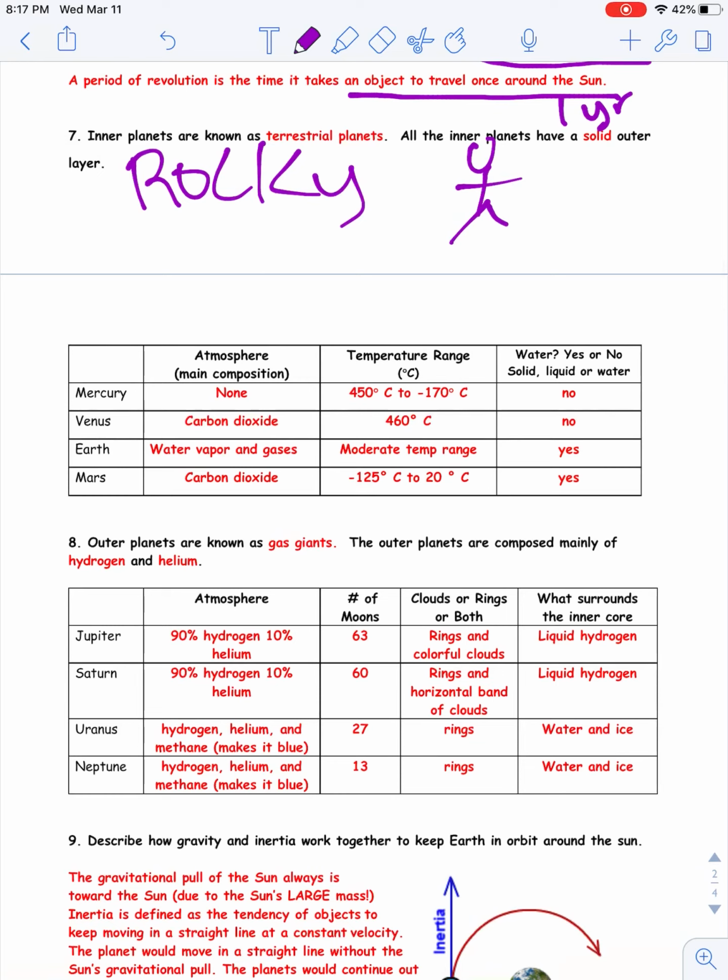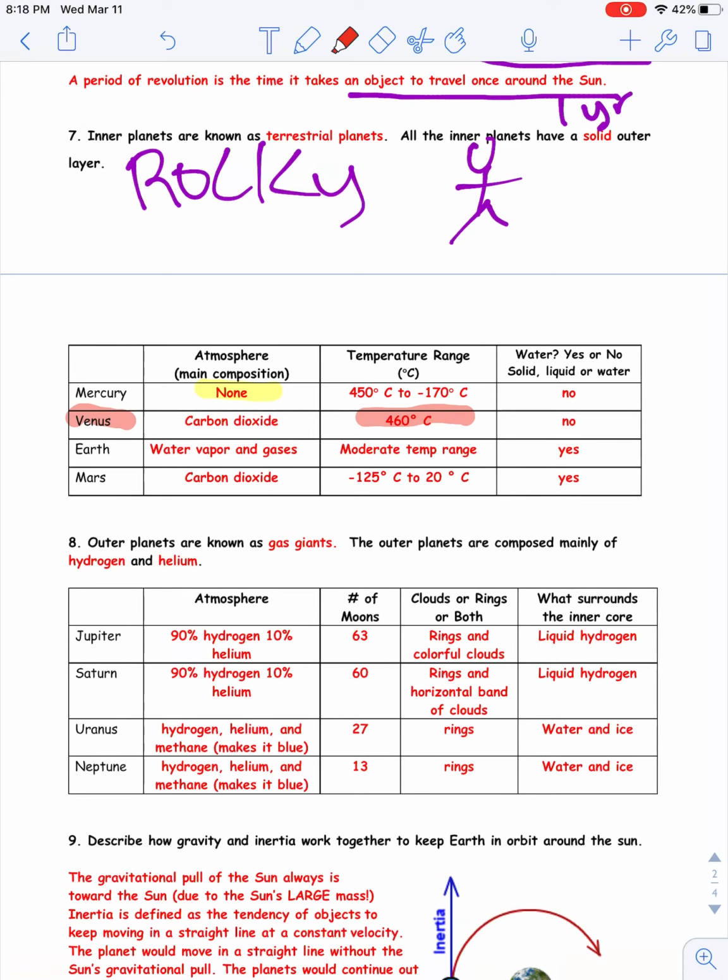Okay, so then we are going to be looking at the different atmospheres. Mercury does not have an atmosphere, and the reason why is because it is not large enough to be able to hold onto those gases. Very extreme temperature range from very, very hot to very, very cold, no water. Even though Mercury is closer to the sun than Venus, it is not the hottest planet. Venus is the hottest planet.